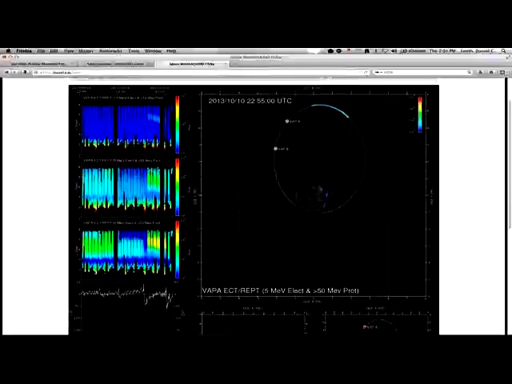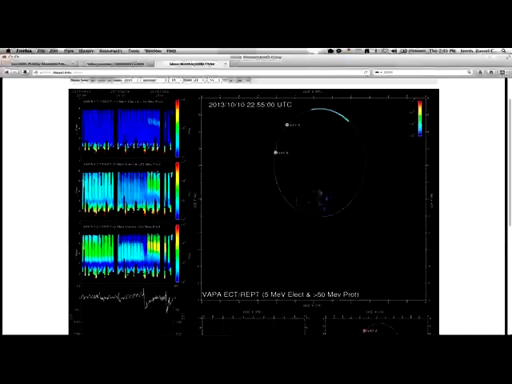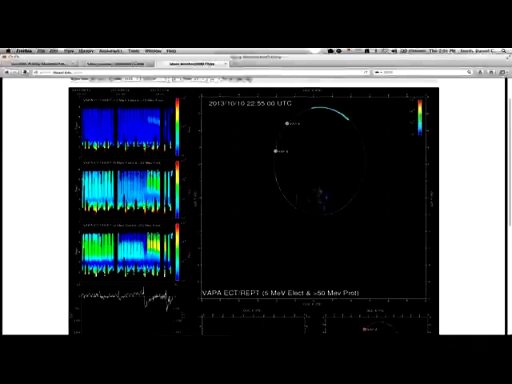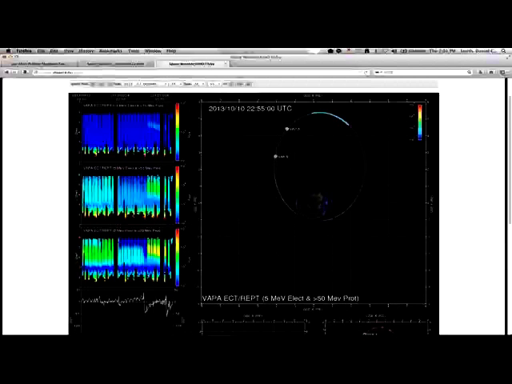What you're looking at here is, obviously, the Earth and the elliptical orbits of the Van Allen probes, A and B. And this actually updates every minute in almost real time. So while we're sitting here, we may see the spacecraft slowly moving along their orbits.